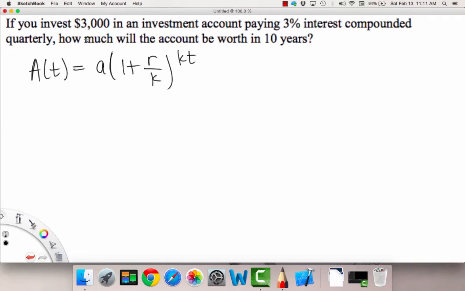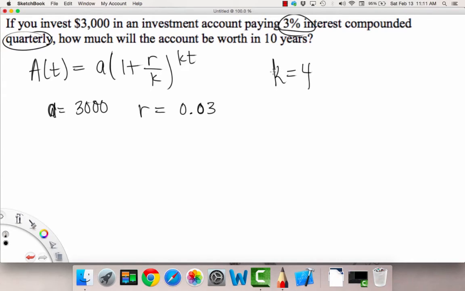It says if you invest $3,000, so that means our initial amount, our lowercase a, is going to be $3,000. Then we have an investment account paying 3% interest, so that's going to be our rate. r is equal to 0.03, that's 3% written as a decimal. Compounded quarterly signals us to make our k equal to 4, because we're going to compound once per quarter, which means 4 times per year. And it also says how much will the account be worth in 10 years, and t is measured in years, so t is equal to 10.